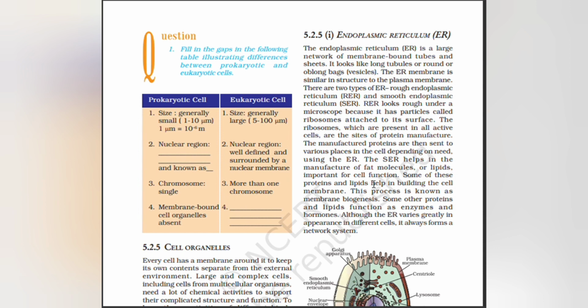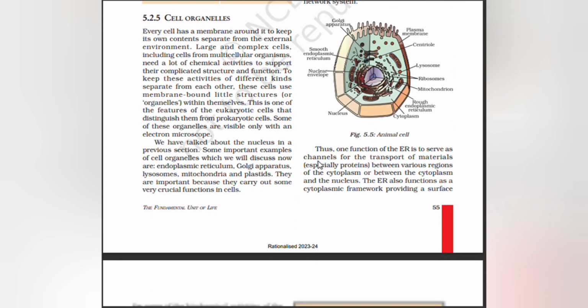Some of these proteins and lipids help in building the cell membrane. The process is known as membrane biogenesis. Some other proteins and lipids function as enzymes and hormones. Although the ER varies greatly in appearance in different cells, it always forms a network system.